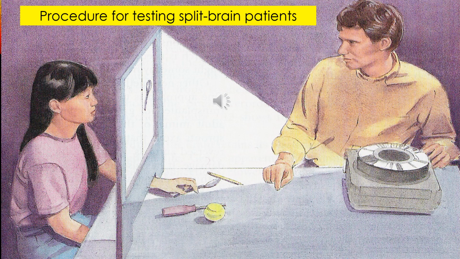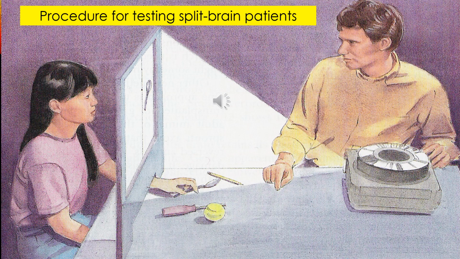Here is an illustration of how we test split brain patients. A split brain patient has had their corpus callosum cut surgically. This is done in extremely rare cases of epilepsy to save a person's life. The corpus callosum connects the left and right hemispheres of the cerebrum, the top wrinkly part of the brain.